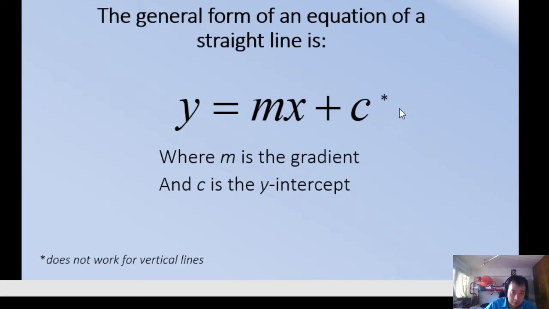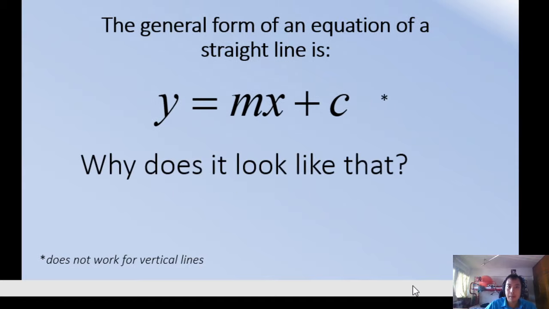So that's why there's a disclaimer here. I can't use this for vertical lines because then I wouldn't know what to put for M. Okay, so yes, very good, all of the answers coming in. Okay, so there's a little disclaimer down there.